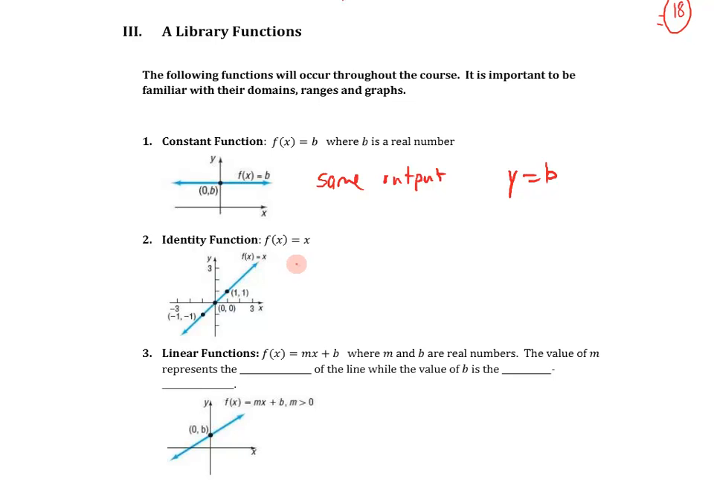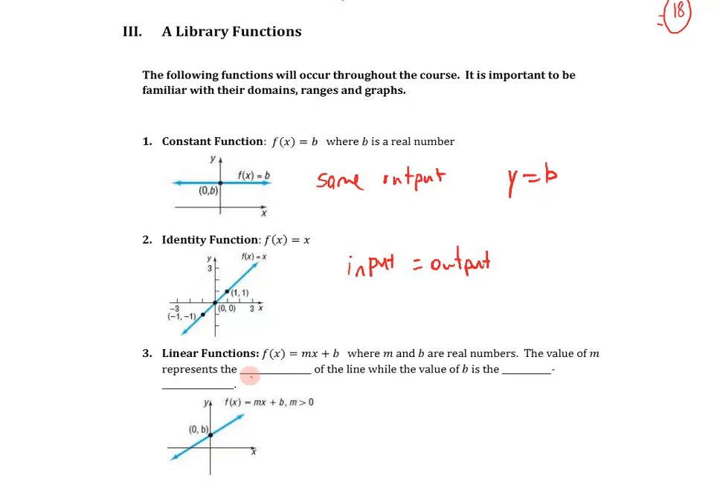The next simplest function is the identity function, which means the input equals the output. Now that's the function f of x equals x, right? If I plug in 2, I get 2. If I plug in 3, I get 3. So it's the simplest type of black box function: you're throwing something in, you're getting exactly the same thing out. And it graphs as a diagonal on the Cartesian coordinate system.